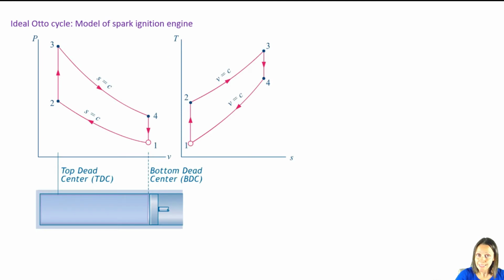All right, so our ideal Otto cycle, this is our very simplified model for what's going on with a spark ignition engine. So we've got a piston cylinder type of arrangement, and our working fluid, we're going to say that our working fluid is air. So remember those air standard assumptions. Our working fluid is air, and we start out at bottom dead center, and we're going to follow this cycle on a PV and a TV diagram.